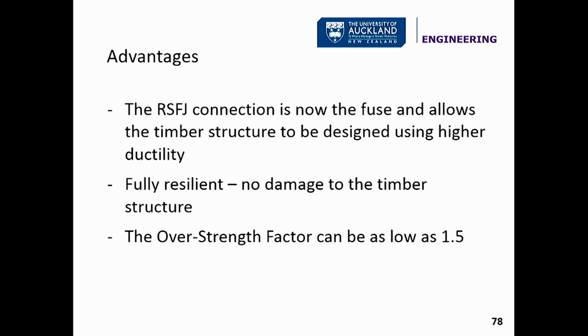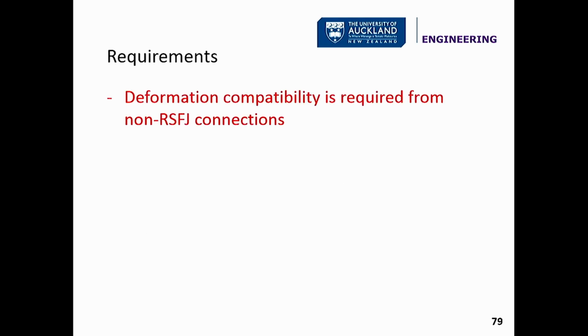Okay, so now we're able to design discrete connections for timber structures. Quite predictable. So in terms of ductility, it can be 2, can be 3. It can be anything if you control your serviceability limits, and there's a lot of displacement potential in these connections. But the thing to remember in this case is that deformation compatibility in the rest of your structure, your gravity system, needs to be taken into account.